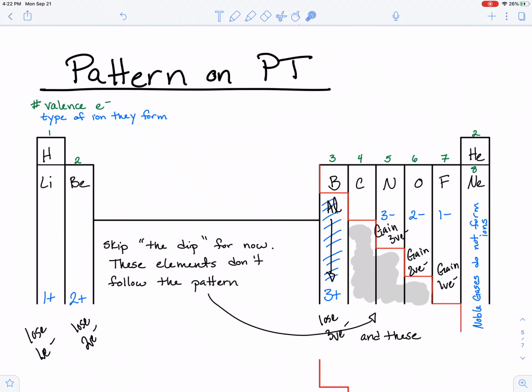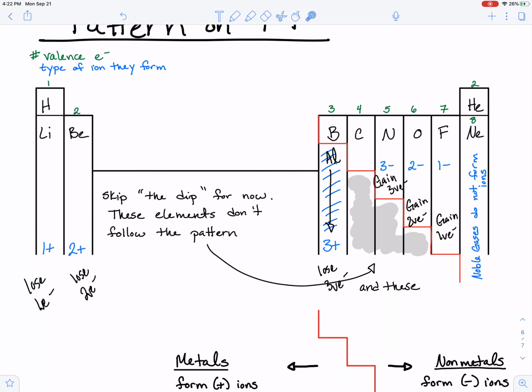Oxygen's family is 16. They have 6 valence electrons. It's easier to find 2 electrons than try to give up those 6. So they gain 2 electrons, giving them a 2- charge. And then family 17, they only need 1 more electron to look like a noble gas, so they'll gain 1 electron. So they generally make a 1- anion. So that's the pattern that we see. Again, this dip right here does not really form a pattern, so we don't have any patterns for them. Neither do these elements underneath the staircase over here.